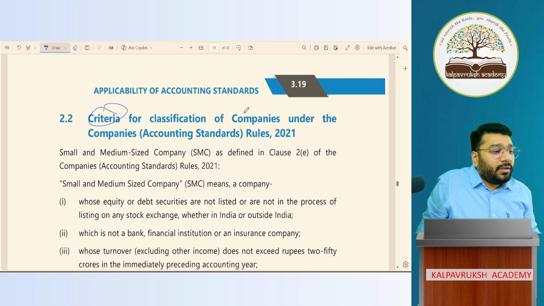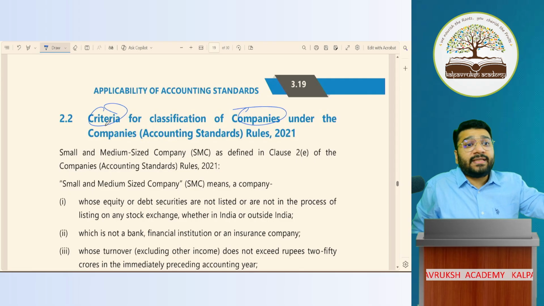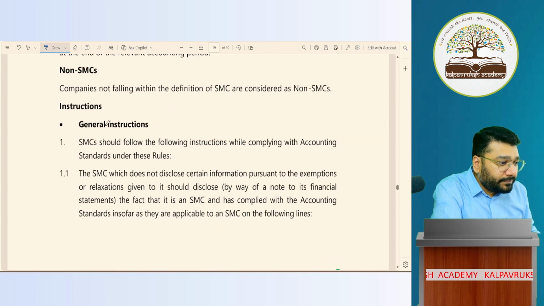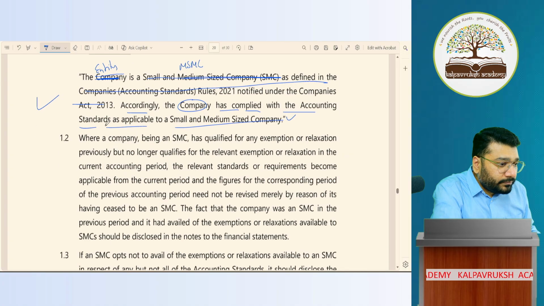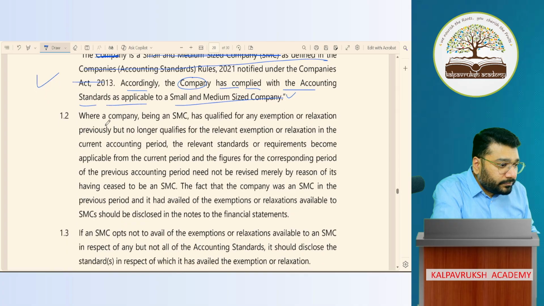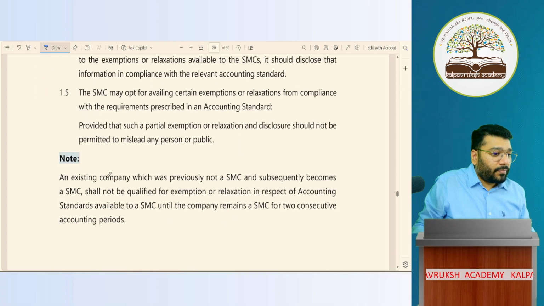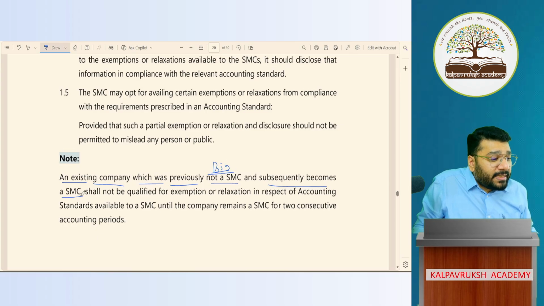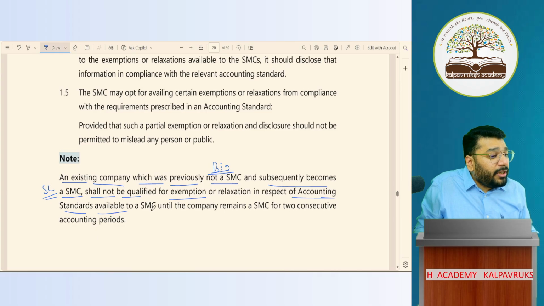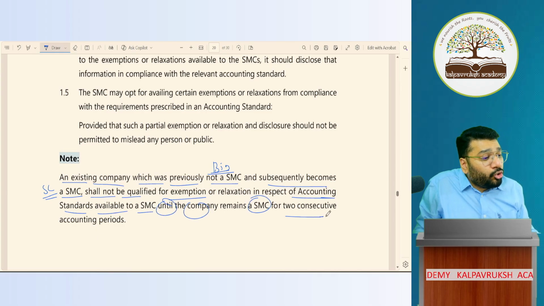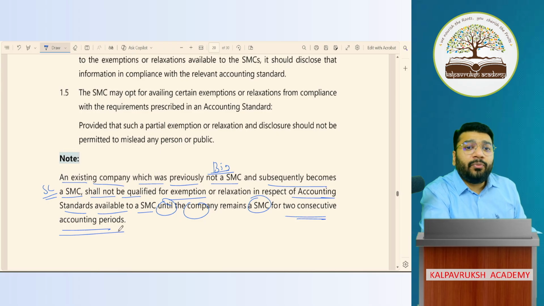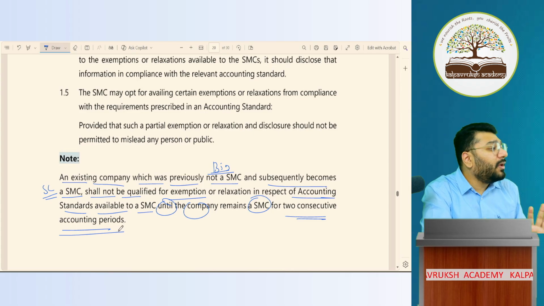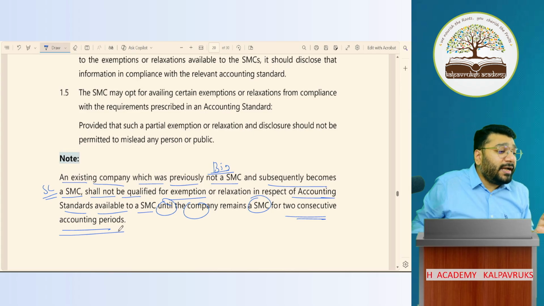This is the criteria for companies, given in the previous year's textbook. An existing company which was previously not an SMC, meaning a big company in year 1, subsequently becomes SMC, meaning a small company. It shall not be qualified for exemption for AS available to SMC until the company remains SMC for 2 consecutive accounting periods. They put this by way of a note in the textbook, which I've put in the form of a point, and some have also given it. High chances that you might get a question based on this.